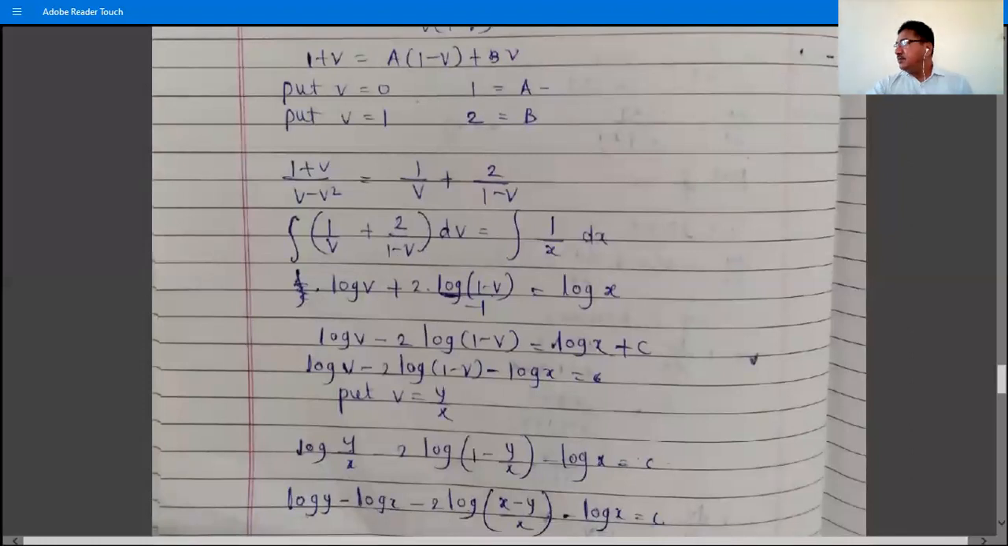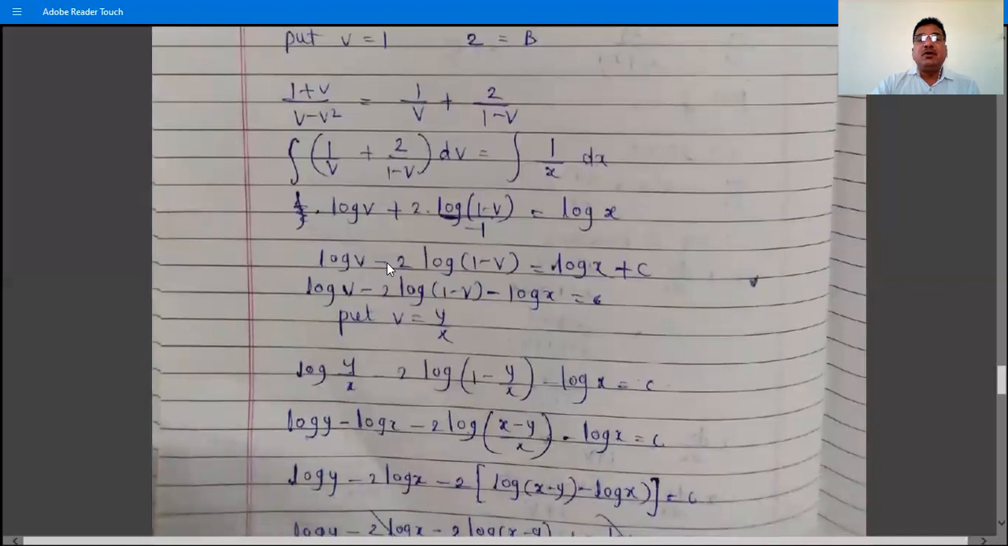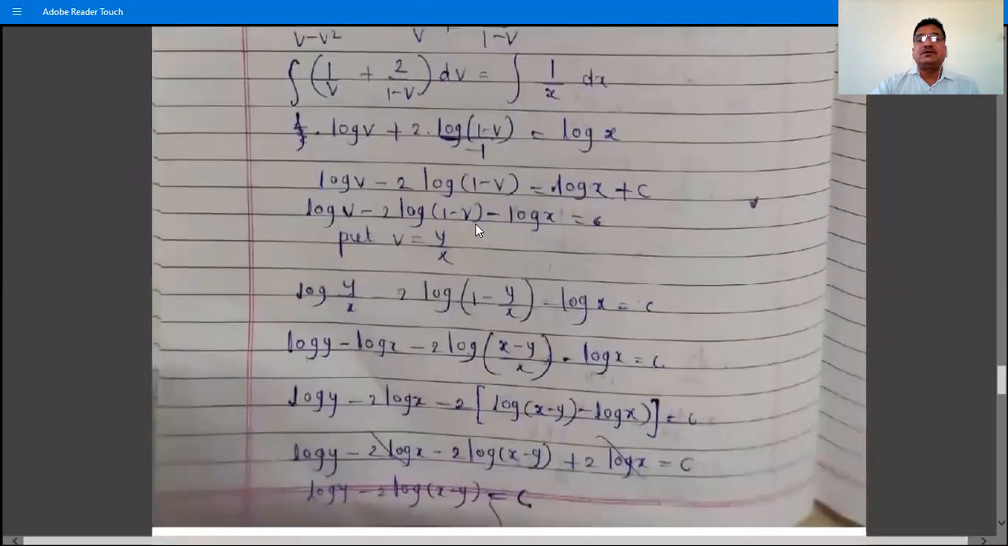What is the integration of 1 by ax plus b? It is log of ax plus b divided by a, divided by the coefficient of v, which is minus 1, is equal to log x plus constant of integration c. Then log v minus 2 log 1 minus v, it is minus now, because of this divided by minus 1 we have this negative term, is equal to log x plus constant. And then log v minus 2 log 1 minus v minus log x is equal to constant.